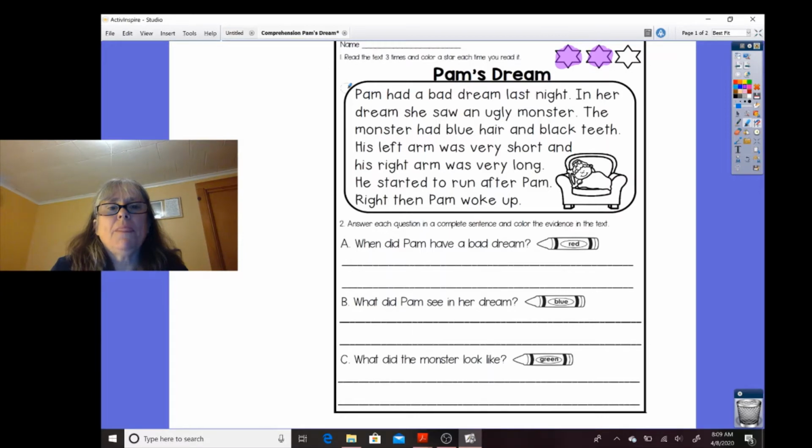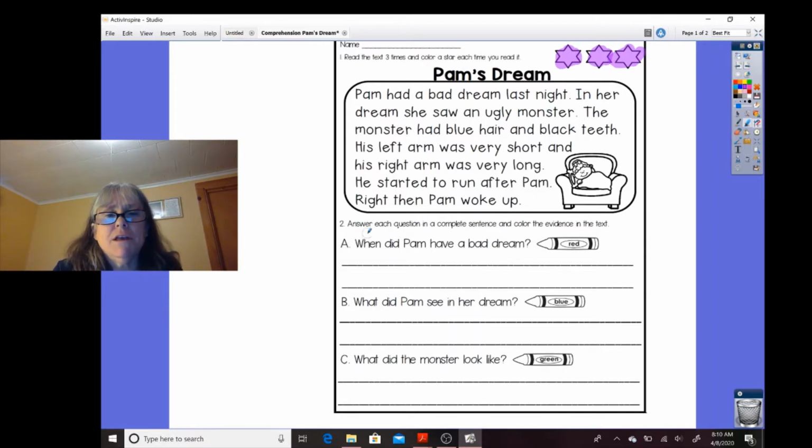Pam's Dream. Pam had a bad dream last night. In her dream, she saw an ugly monster. The monster had blue hair and black teeth. His left arm was very short, and his right arm was very long. He started to run after Pam. Right then, Pam woke up. Okay. All right, so now, I guess that's colored.